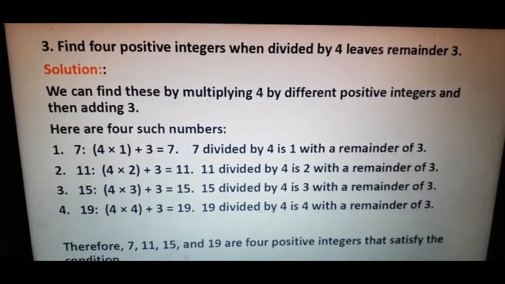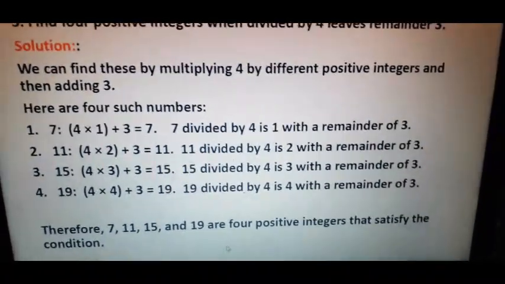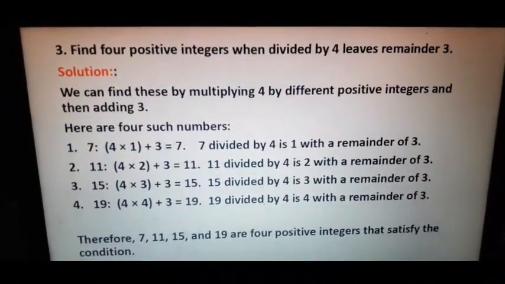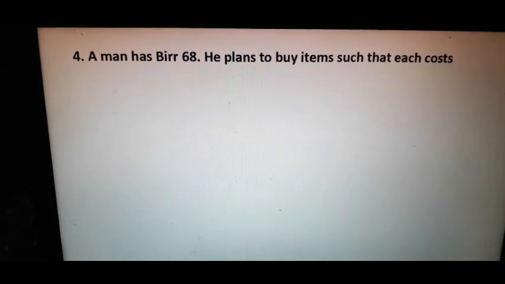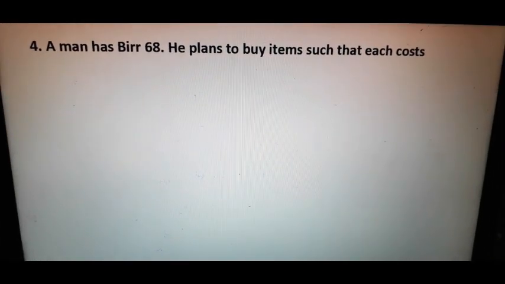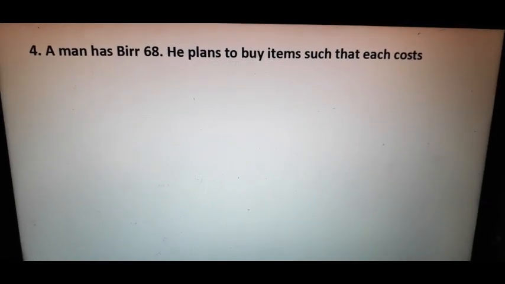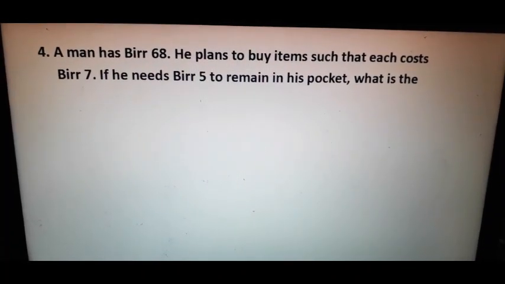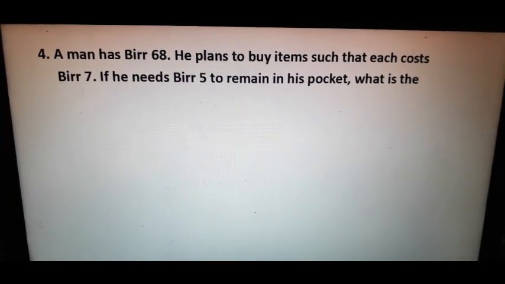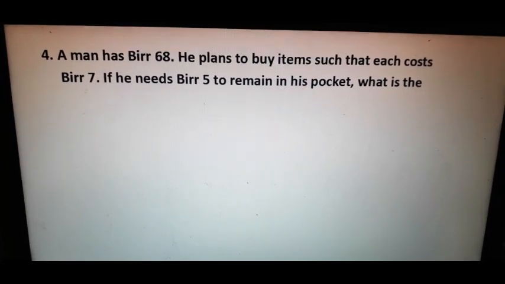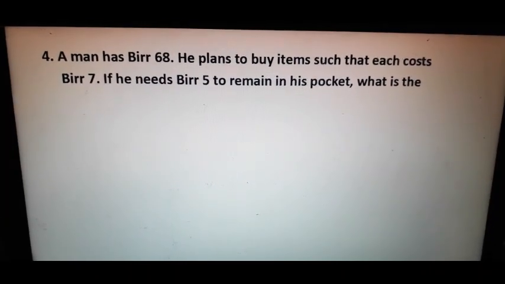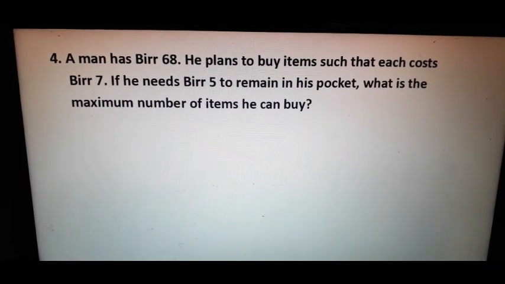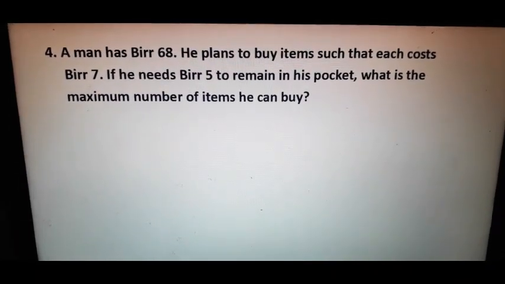Therefore 7, 11, 15 and 19 are 4 positive integers that satisfy the given condition. The other is: a man has 68 birr. He plans to buy items that each cost 7 birr. If he needs 5 birr to remain in his pocket, what is the maximum number of items he can buy?